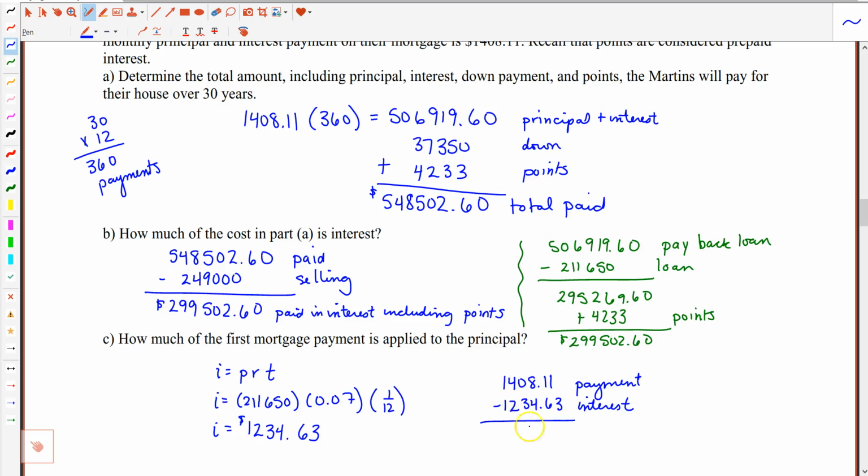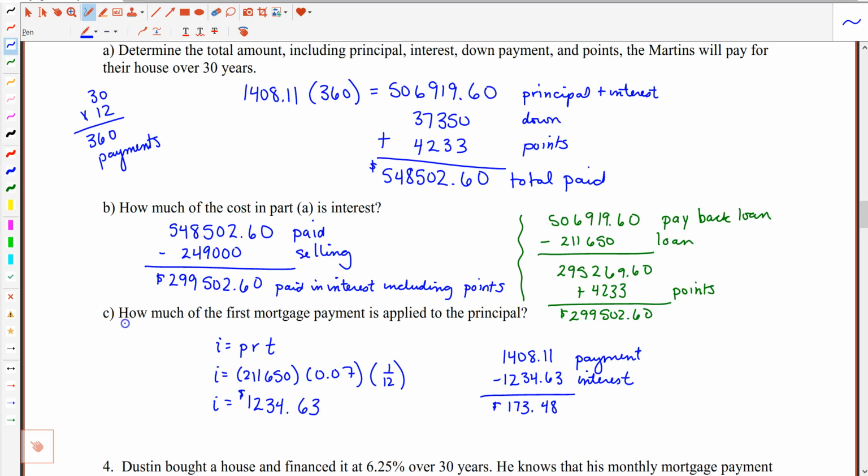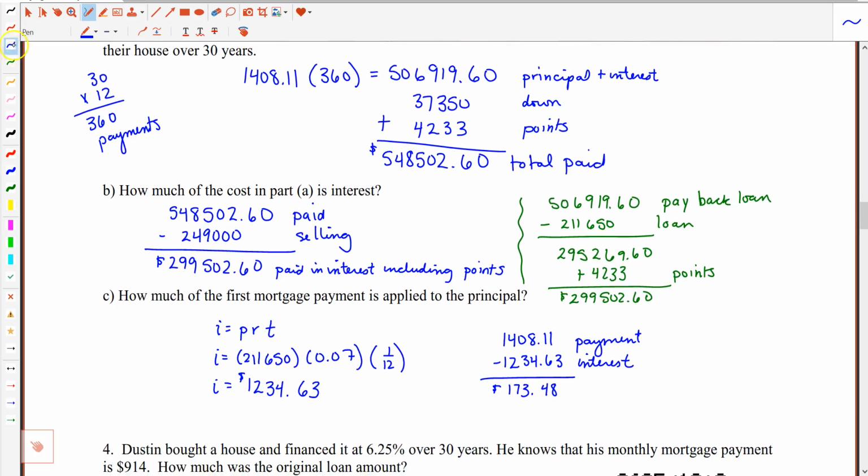So the difference in these two amounts is $173.48. Okay, so you thought that all that money was going to go down to paying off your loan? Not so much. Actually, it's going to be less than $200. So how much of that first mortgage payment is applied to the principal? Just $173.48.